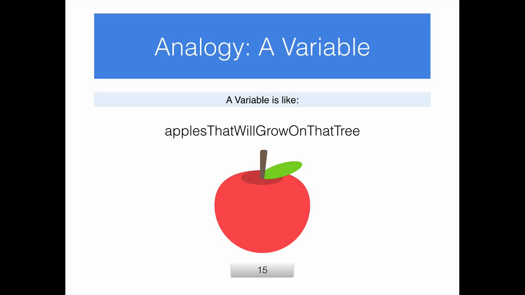So making this a variable gives us some flexibility for the future to update the future value of how many apples will grow on that tree. Whereas if we made it a constant, we'd be locked into 15, and if our tree got destroyed, that wouldn't make any sense anymore because obviously we're not going to get 15 apples from that tree.